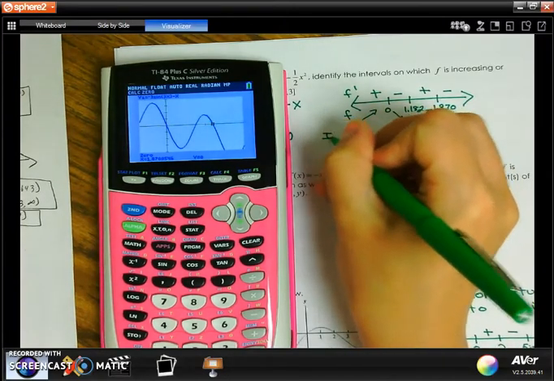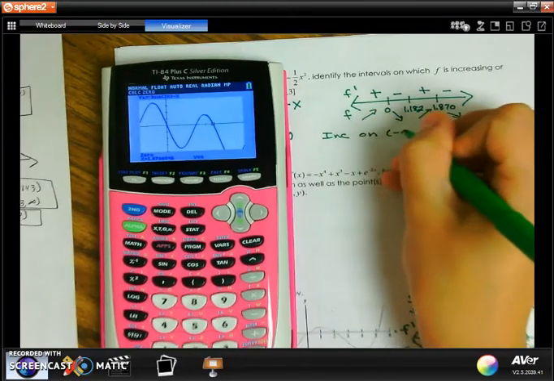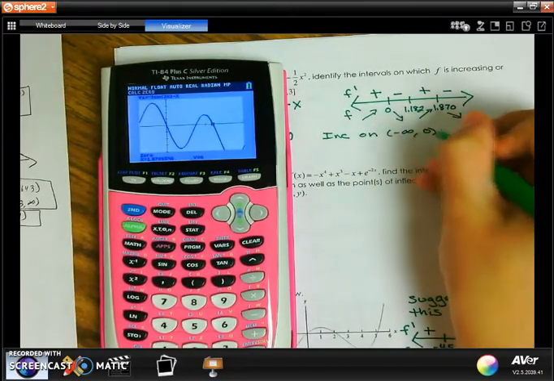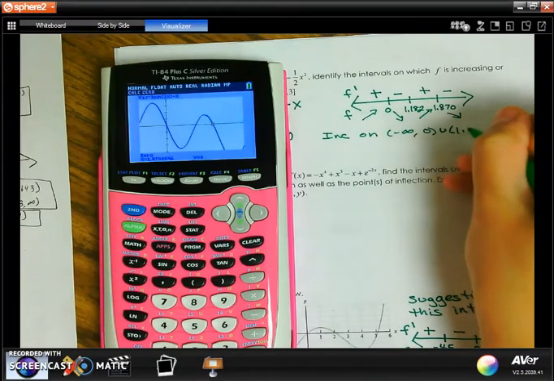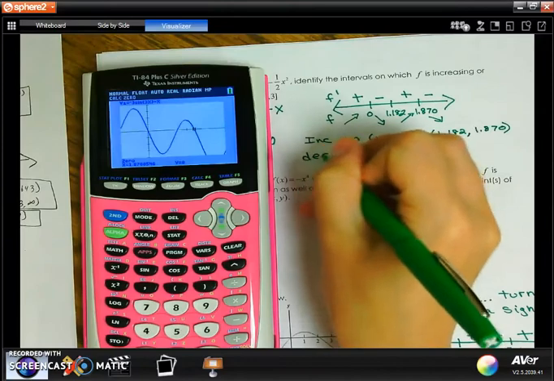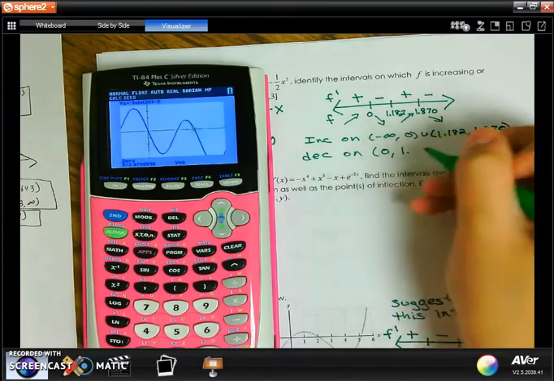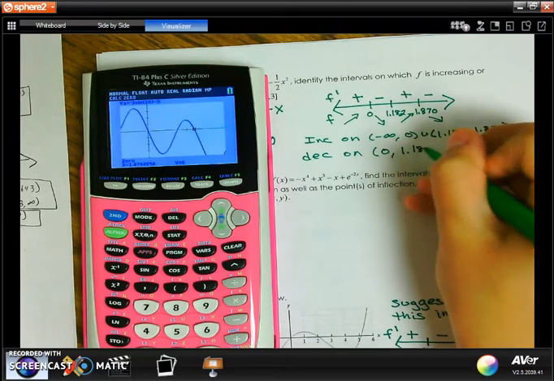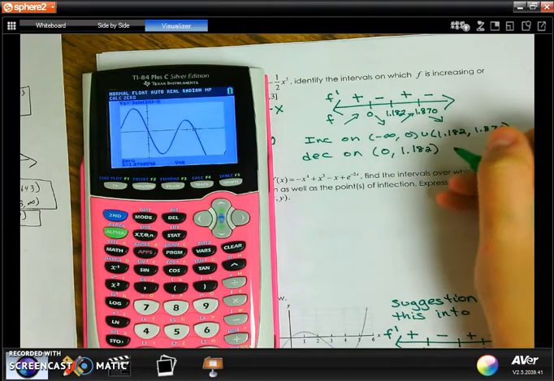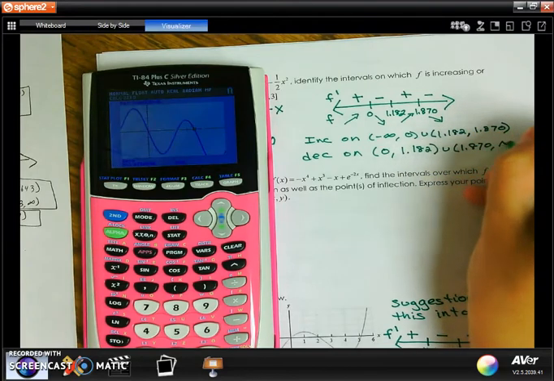So I can conclude that the original was increasing from negative infinity to 0, union from 1.182 approximately until 1.870. And it was decreasing on the interval 0 to 1.182, and then decreasing again from 1.870 to infinity.